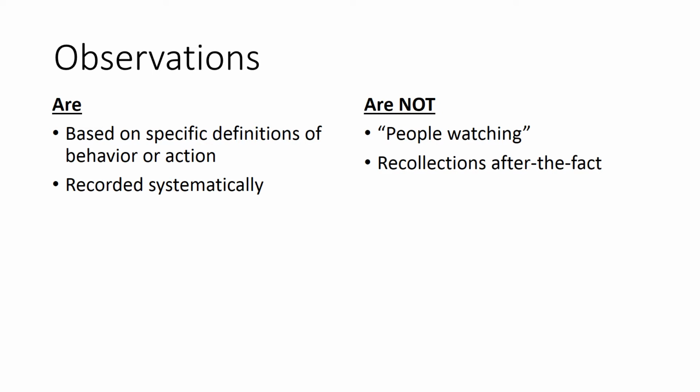To have a reliable and valid measure, observations need to be based on systematic definitions and need to use systematic methods to record data that's based on those definitions. Observations are more complicated than people watching, in part because of that process of recording data. Unless we're using a video recording, we'll have to record observation data at the time rather than after the fact.